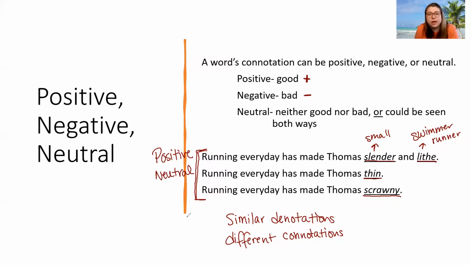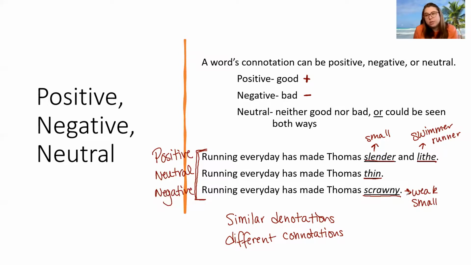Okay, last one. Running every day has made Thomas scrawny. So we know that we already have a positive and a neutral sentence. So this sentence has to be negative, but let's figure out why. When we think about slender and lithe, we said that those things are generally more positive ideas. But when someone is scrawny, scrawny tends to make me think of someone who is weak and small. So someone who has gone through a growth spurt and they haven't filled out their body yet might be scrawny. If you are a superhero fan, if you watched the movie Captain America, before he becomes Captain America, we could say his character is a little scrawny. He doesn't have a lot of muscles.